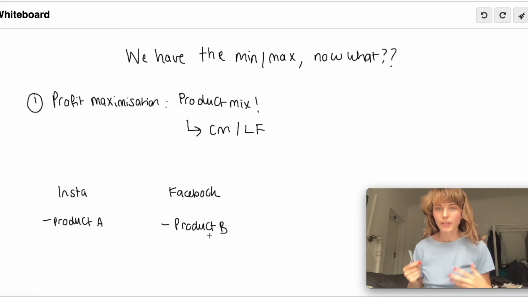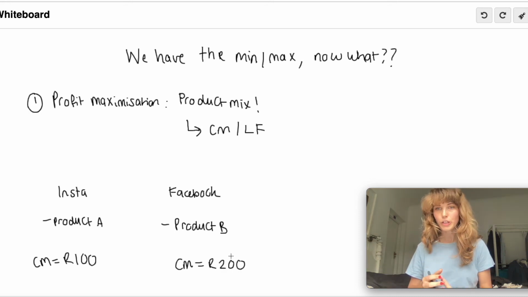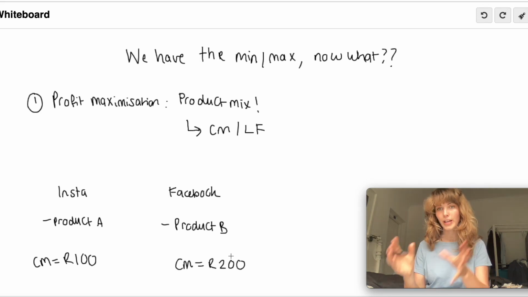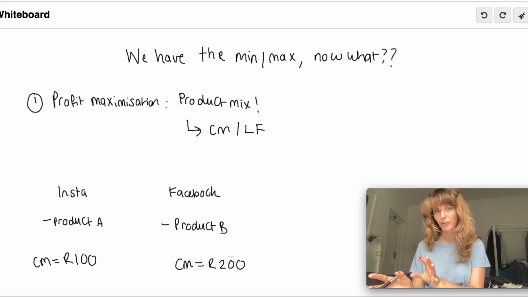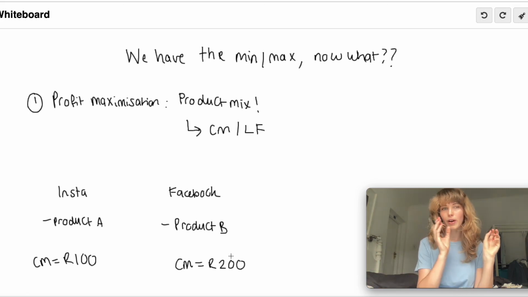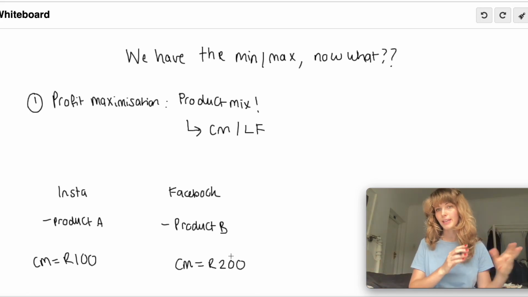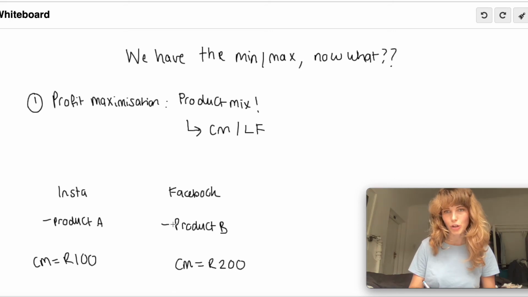And keeping in mind, this contribution margin is calculated from an external point of view, so it doesn't include any internal transfers. So let's say that the contribution margin of Instagram's external sale is 100 Rand and Facebook's external sales is 200 Rand. We know then that we'd want to satisfy firstly Facebook's demand because they produce the most profitable product. Then we're going to satisfy Instagram's external demand because that's the least profitable, i.e. we've ranked them in terms of their profitability, Facebook being 1, Instagram being 2.